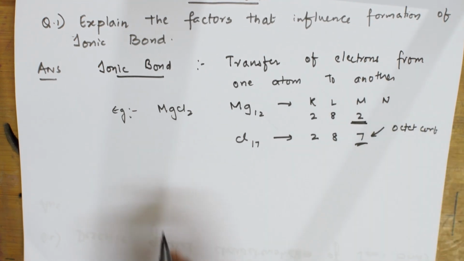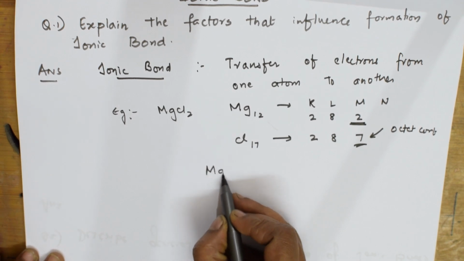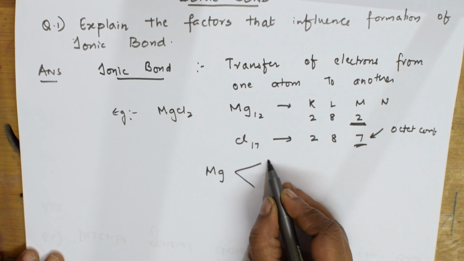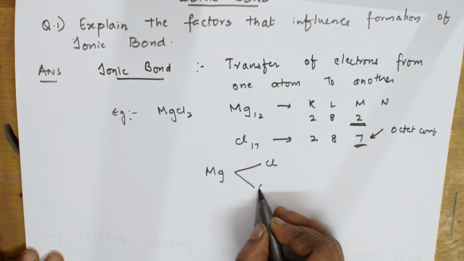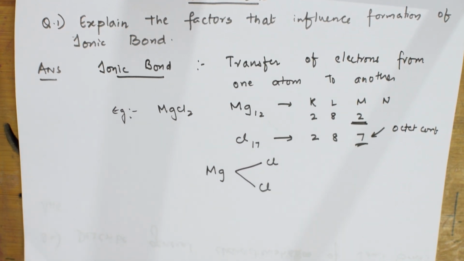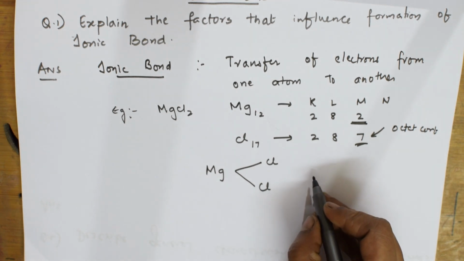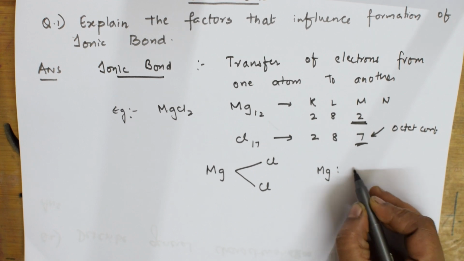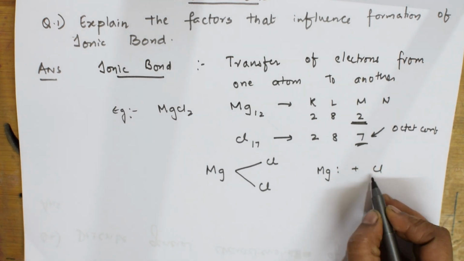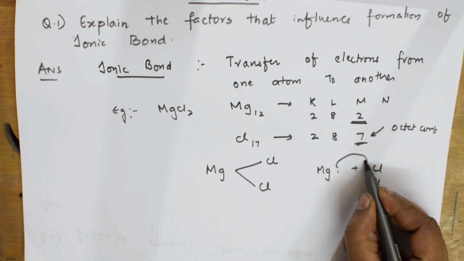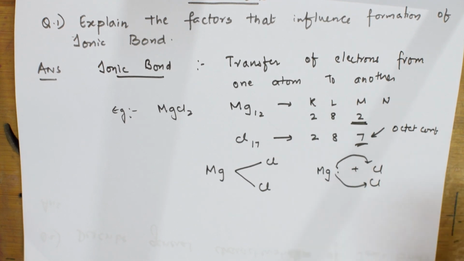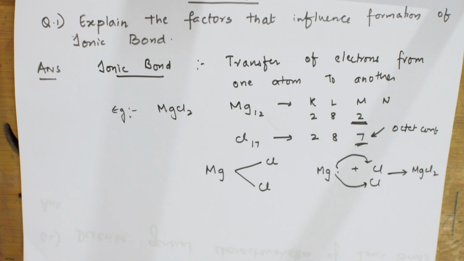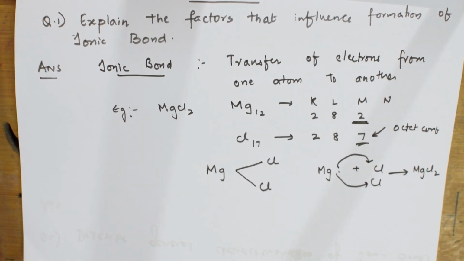So let us see what happens. This magnesium has 2 valence electrons. It is going to give 1 valence electron to one chlorine, and 1 more valence electron to one more chlorine. During this transfer, magnesium transfers these 2 electrons, one to each chlorine, and then it forms the ionic compound magnesium chloride. This is the basic thing which we have studied in grade 9th, isn't it?